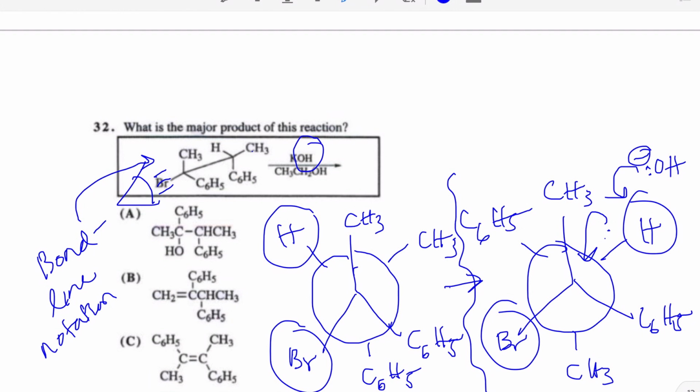So if you were to look at the bond line notation, that would mean that the OH group deprotonates right here, and it pushes these electrons into this sigma bond. And the last step of that would be that this bromine gets booted out. And what we find is that these two groups go away.